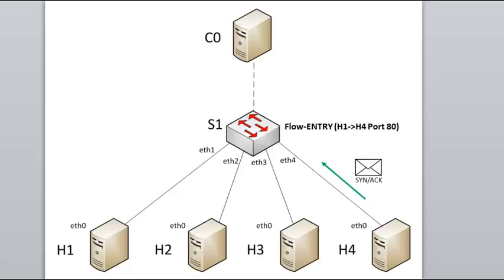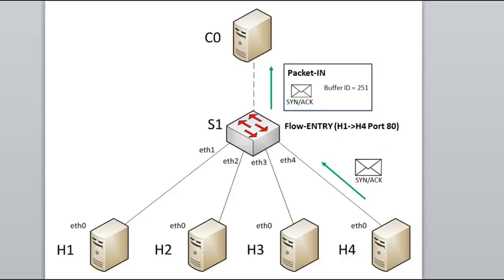Again, this is a table miss, and a table miss flow entry will normally instruct the switch to send this packet to the controller. So S1 encapsulates the reply into a packet in message and sends it to the controller. This might be the entire packet inside an OpenFlow packet in message, or it might be just some headers from the packet along with the buffer ID reference number, in this case 251.